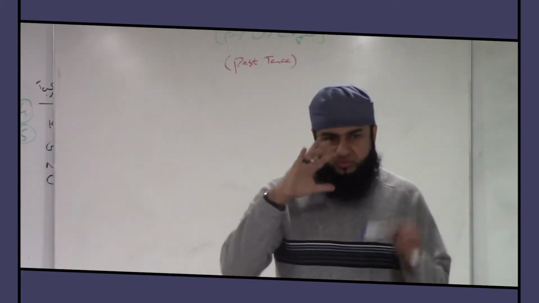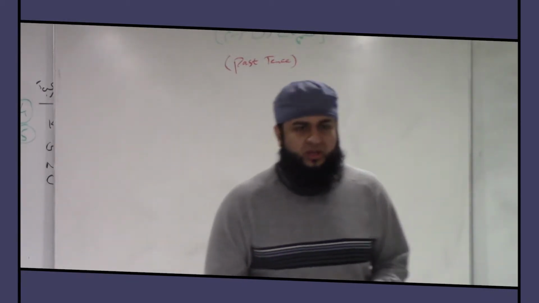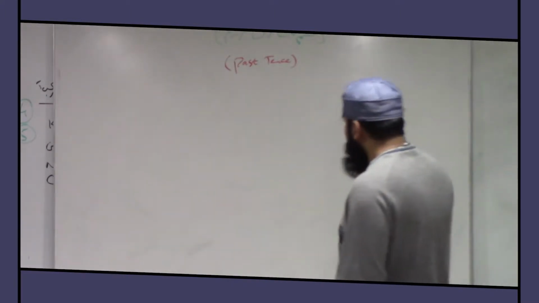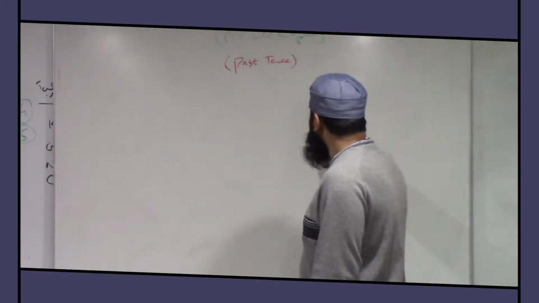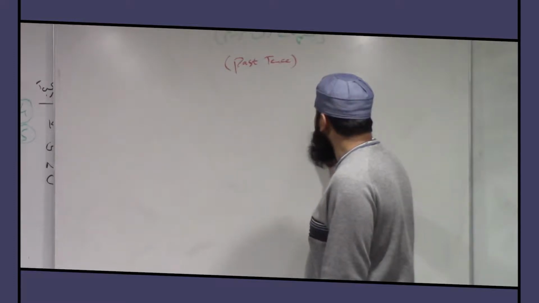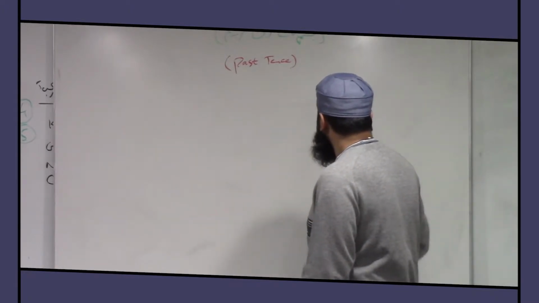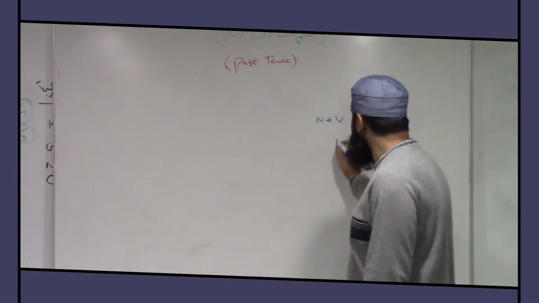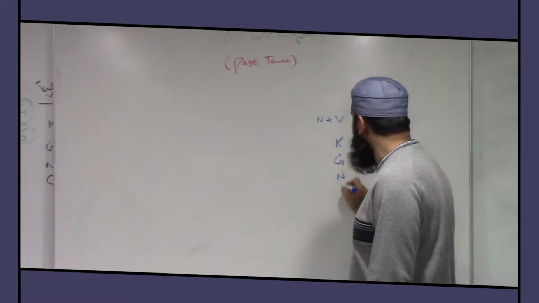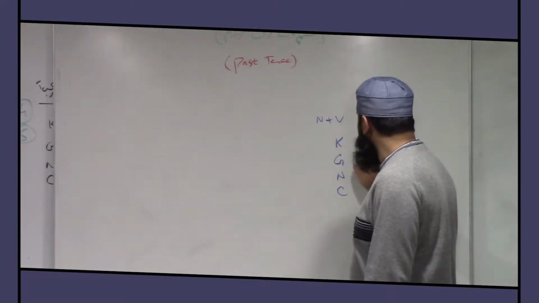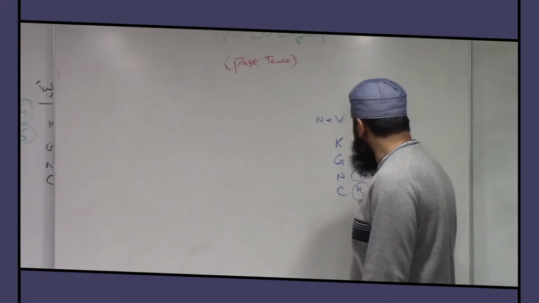So we're going to stay on the same format. In Sifa Mawsoof you join a noun with a noun. So here you're going to join what? A noun with the verb. So what we have is kind, gender, number, and cases. We have these four.